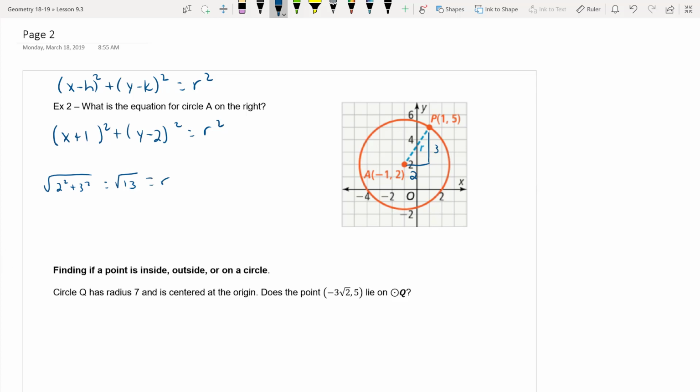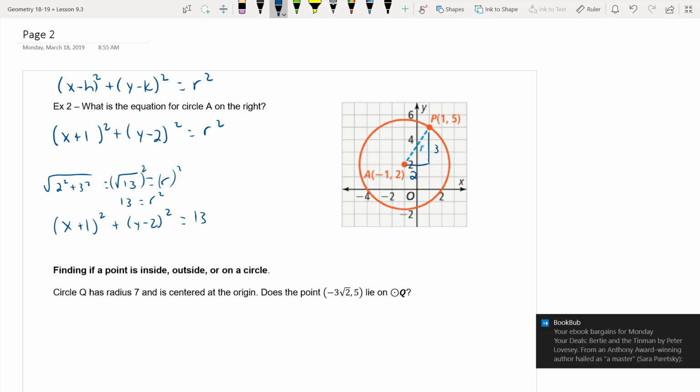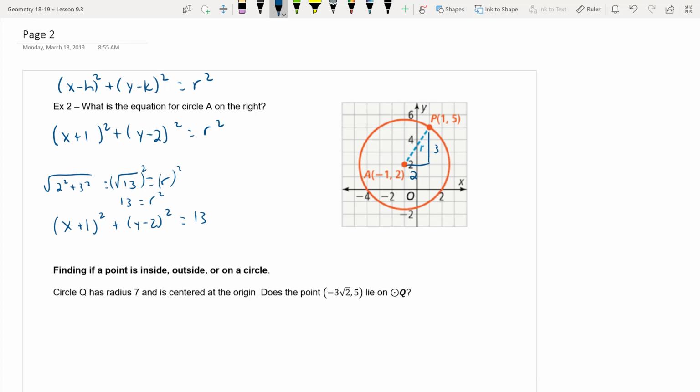So if I square it, then I'm going to have my final equation of x plus 1 squared plus y minus 2 squared equals 13. If radical 13 is r, then 13 equals r squared if I square both sides. That's the trickiest part of circle equations, the radius squared thing. That's definitely tricky.